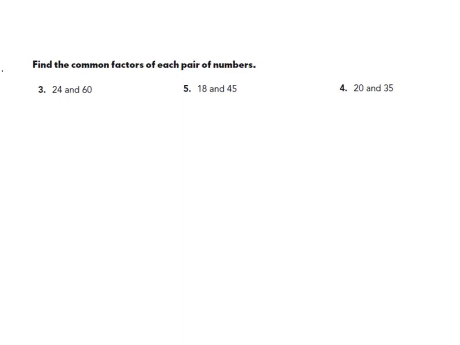Everybody, today we're going to work on finding the common factors of a pair of numbers. So the first thing I'm going to pay attention to is what they say right here. They say they want the common factors. That means they want a few answers, not just the greatest common factor, but they want a few factors. So what I'm going to do is list out all the factors of both numbers and then look to see what they have in common.